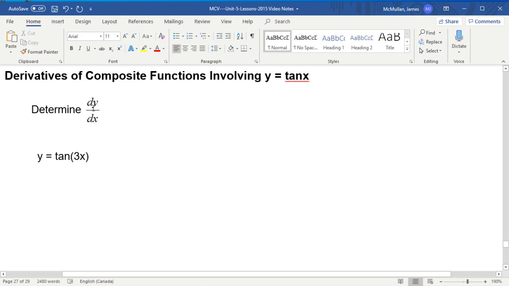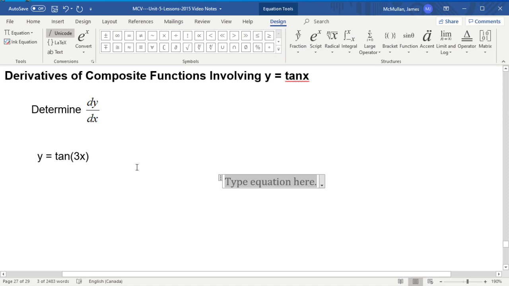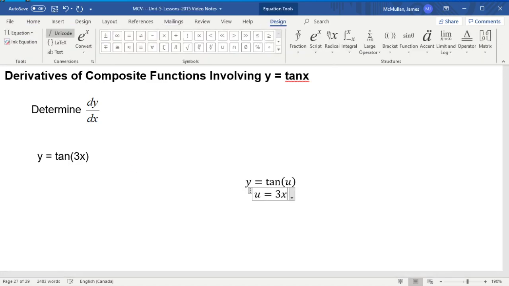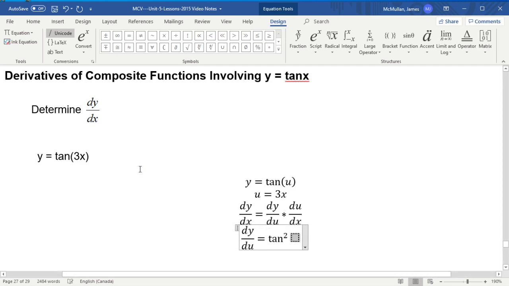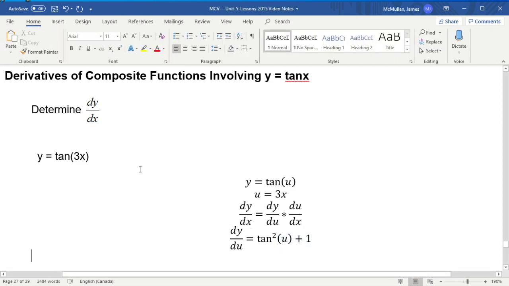Okay, so now the composite function. How do you do the derivative when you have something inside tan? Again, we're going to do a chain rule. So y equals tan u, u equals 3x. dy dx is equal to dy du times du dx. Let's just work out the chain rule. dy du first of all: I have a tan u, I change it into tan squared u plus 1. That's what the derivative of tan is, right? You change tan into tan squared and then put a plus 1 at the end.